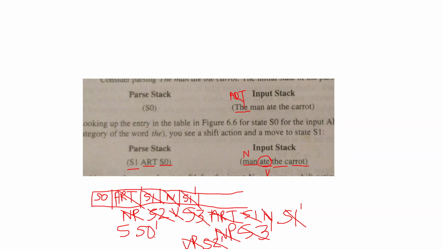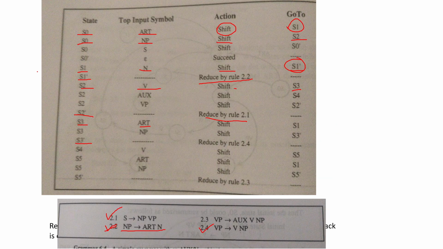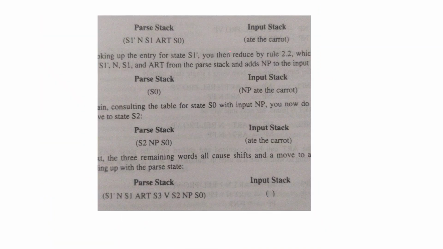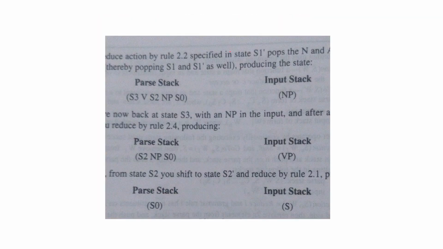Now in S naught dash, what happens? In S naught dash, if there is no more input symbol, then you declare success. So we have correctly parsed. This is the process we go through. Here again, all the states are given. How you reach the states is what is given here.